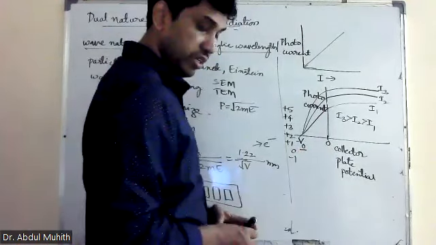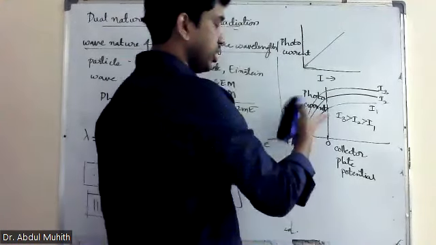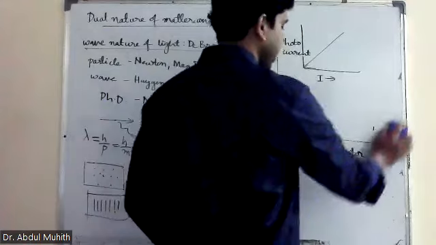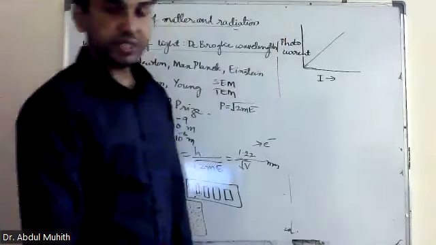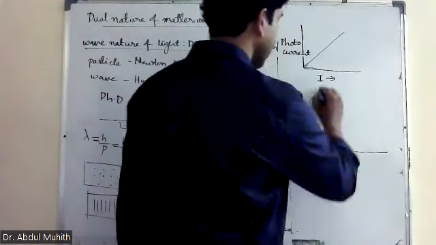Now, the third one is the same graph, but what we are doing is we are changing the color of the light now with the same intensity. In the previous graph, the frequency was the same. Now, the frequency is not the same. Only the intensity of light is the same.